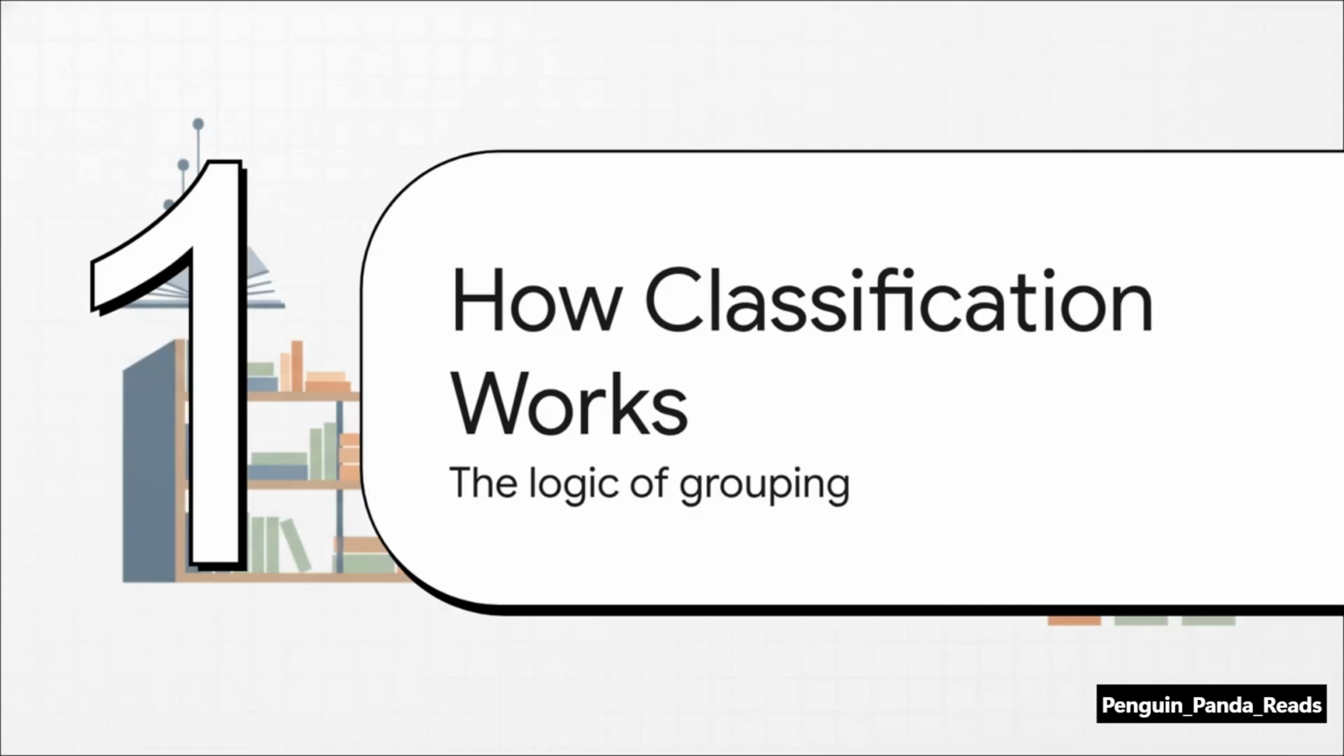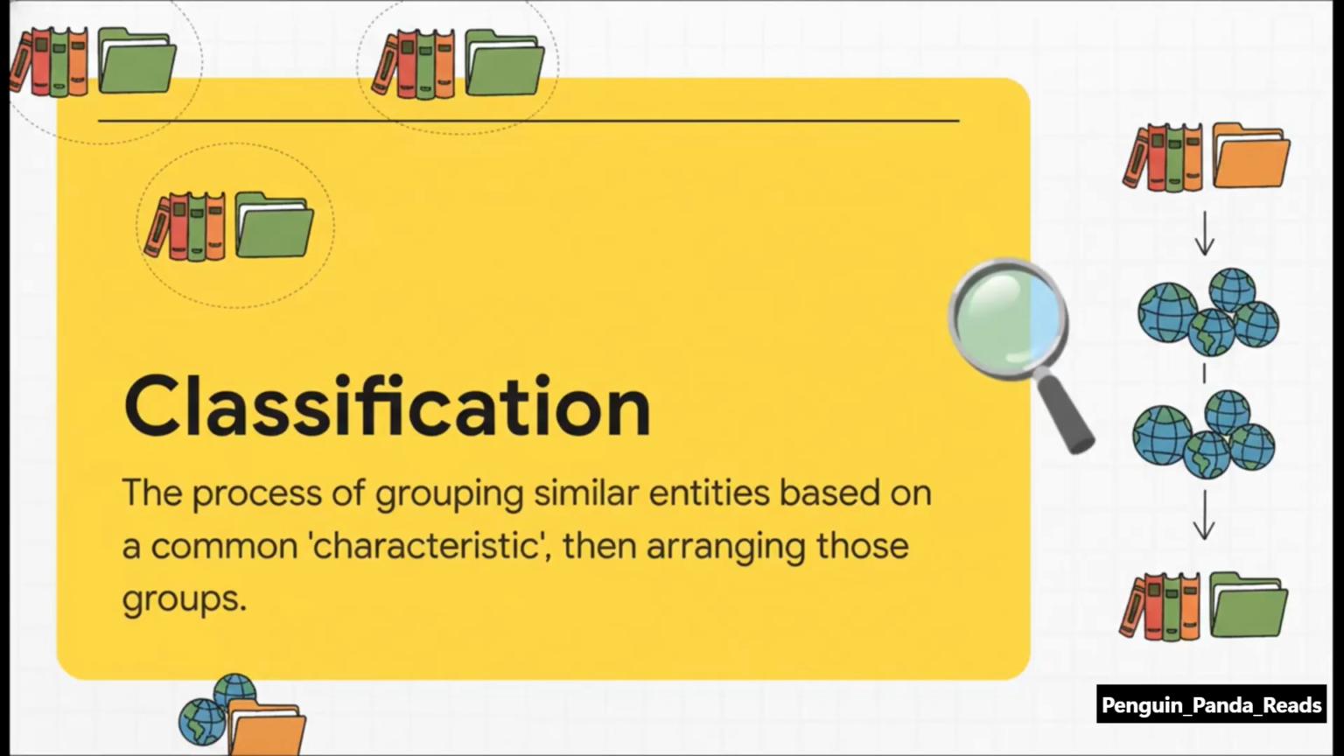Okay, so we've established that we all do it instinctively, but how does it actually work on a more formal level? Let's break down the core mechanics, the real logic behind it all. So here's the most crucial thing to remember. It's always a two-step dance. First, you group things that are alike based on a chosen feature, which we call a characteristic. And then you arrange those new groups in some kind of logical order. It's always grouping and then ranking.